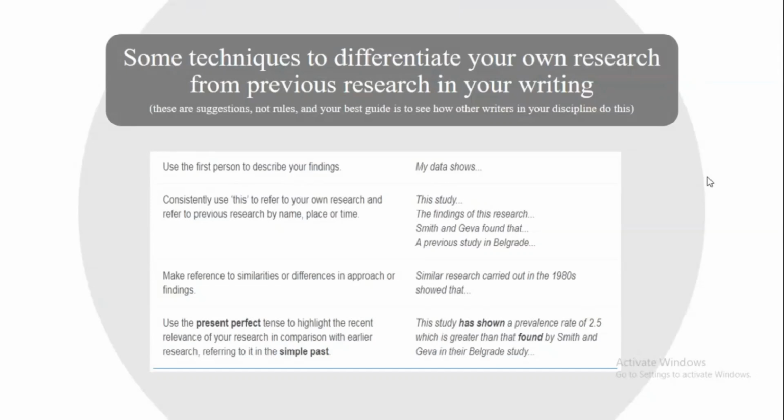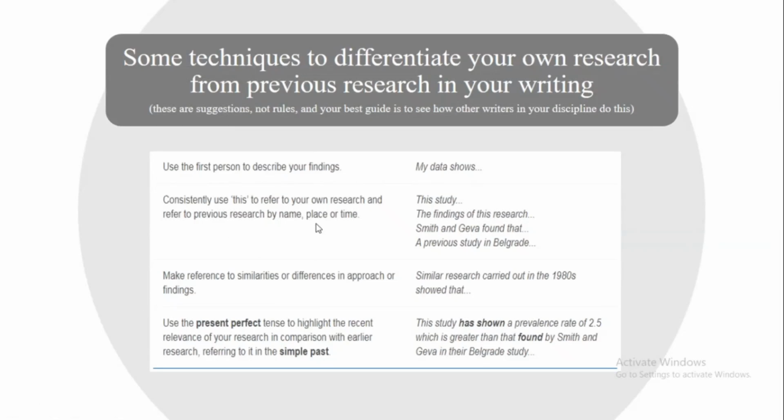Here are some techniques to differentiate your own research from previous research when it comes to writing, selecting your vocabulary, selecting your words. Always, if you can, use the first person, like I, we, okay? In our study, my data, our data shows this and shows that, reveals this, reveals that. Again, you are selecting the relevant findings and results that are related to your research questions and your hypotheses. Consistently use the word this when you refer to your own research, and refer to previous research by name or place or time.